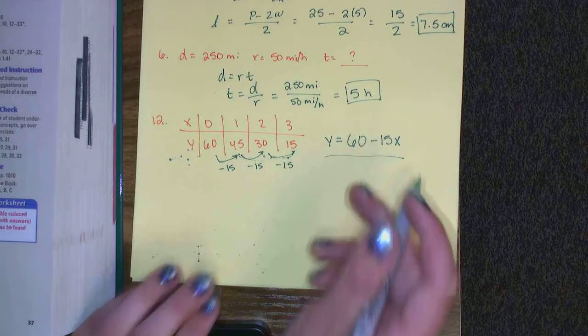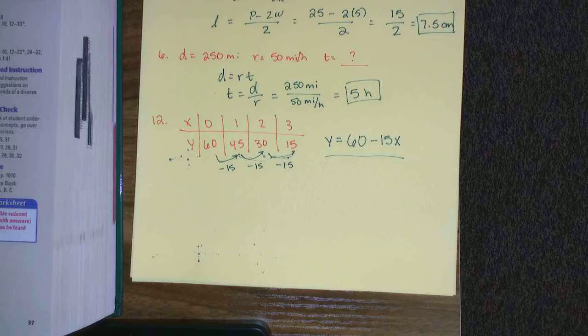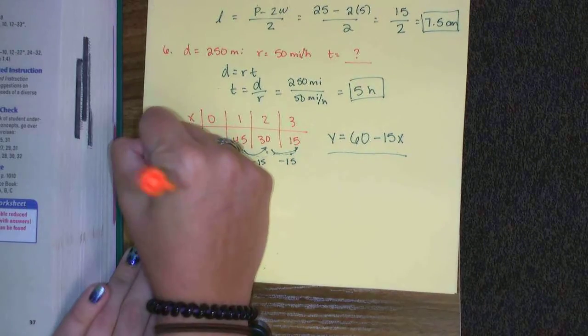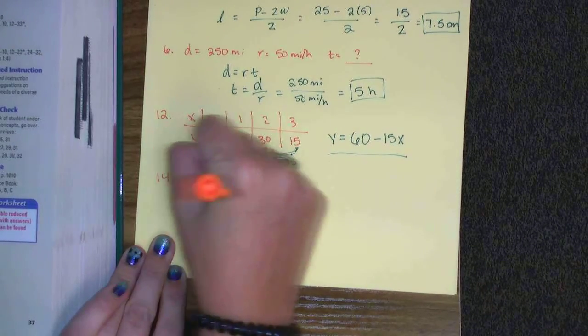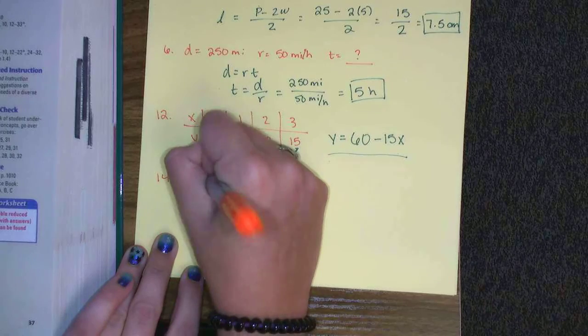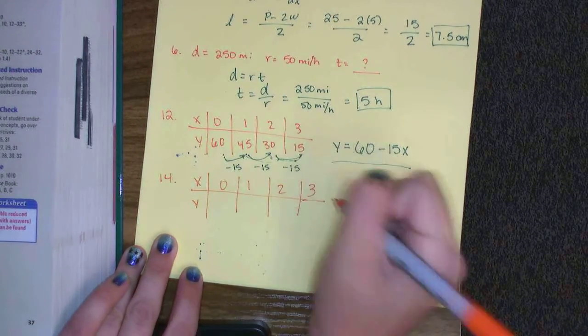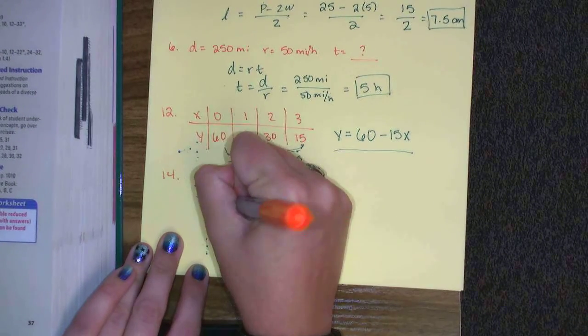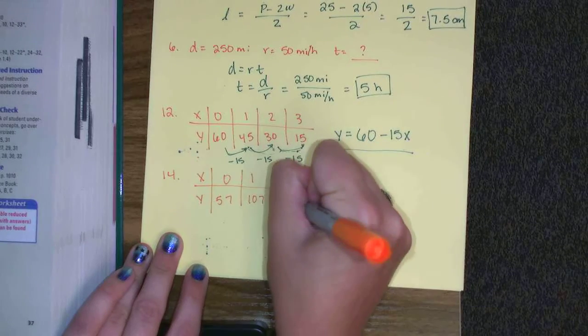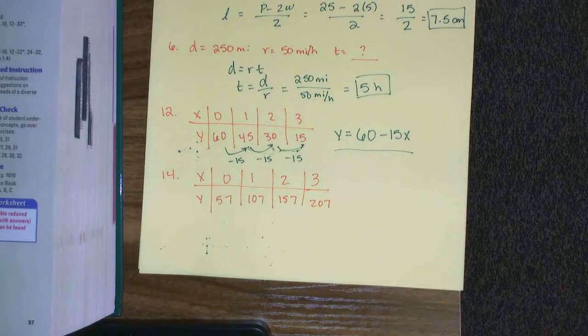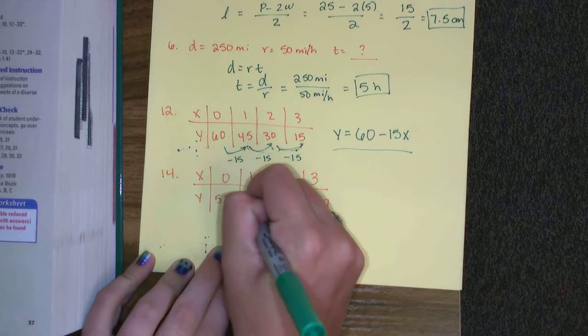Okay. All right, let's look at another one. Number 14, so we still have an XY table. Inside here we have 57, 107, 157, 207. Yep, so we're adding 50 every time.